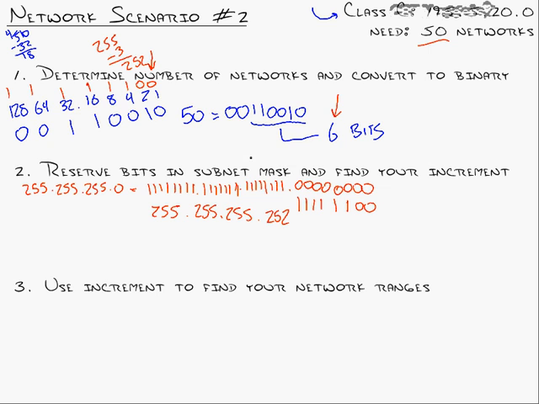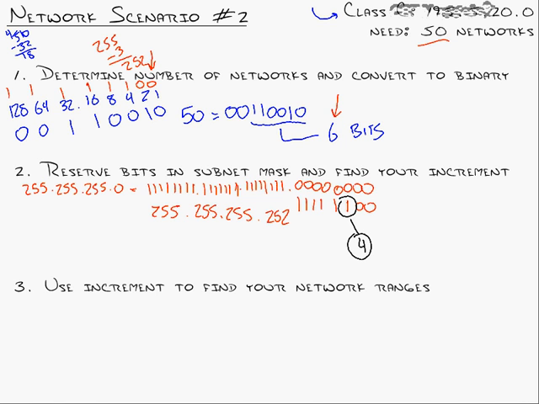It says reserve the bits in the mask and find your increment. So we've got the mask. We've reserved the bits. Our increment is the lowest network bit, that guy, converted back to a decimal number. Now, in decimal, this is 1, 2, that one is a 4. That is the decimal equivalent of the lowest network bit. That is our increment, and that is what we need to find our network ranges.